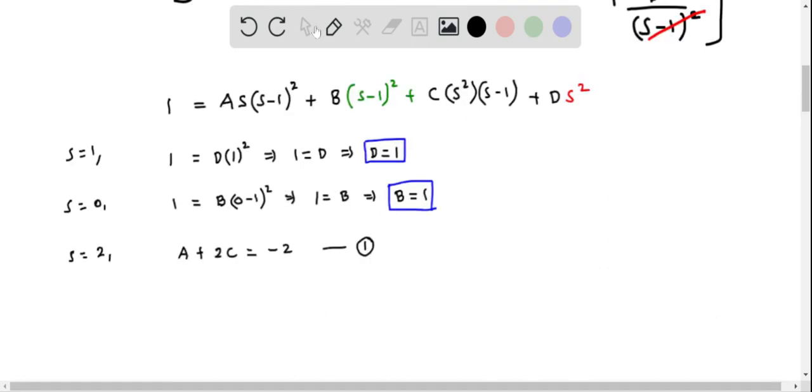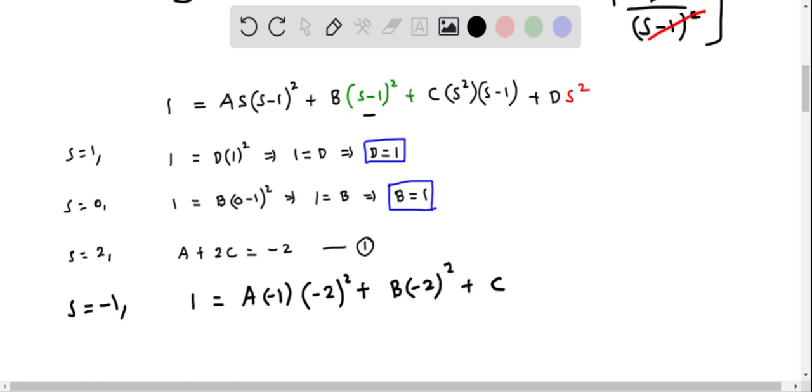Now let me put s equals negative 1. So I'm going to put s equal to negative 1. On the left side, we will have 1. And on the right side, we will have a times of negative 1 minus 1, negative 1 minus 1 is negative 2, quantity squared, plus b times of negative 1 minus 1, negative 1 minus 1 is negative 2, so it is negative 2 squared, plus c times of negative 1 squared times of negative 1 minus 1, negative 1 minus 1 is negative 2, plus d times of negative 1 quantity squared. So let's simplify this. Negative 2 squared is 4.